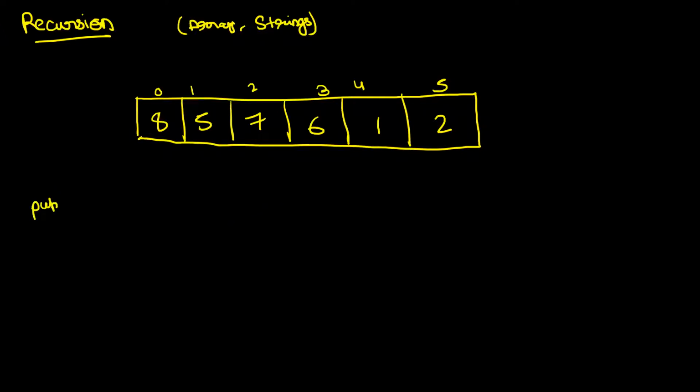So I am writing a function, public, static. What should be my return type? Boss, I want to compute the sum of all the integers. So my return type of the function should be int. And let us call this function sum.